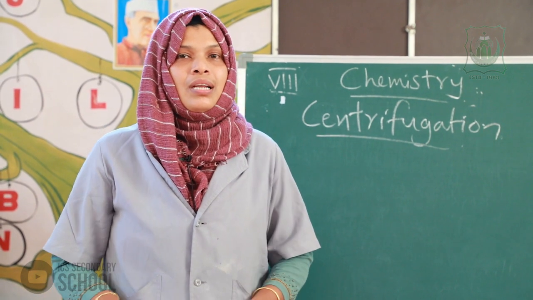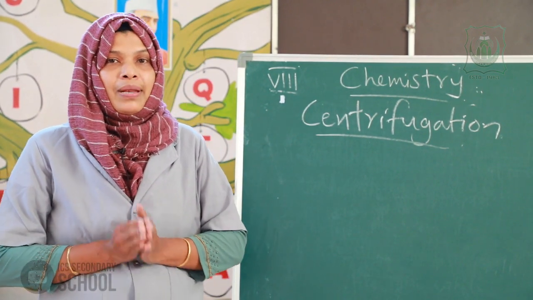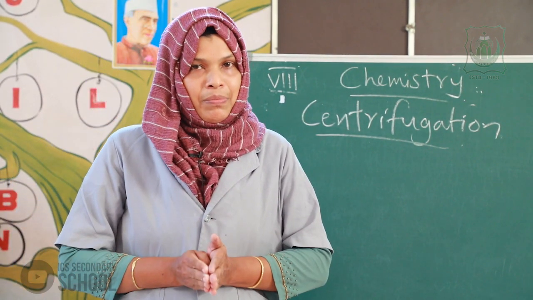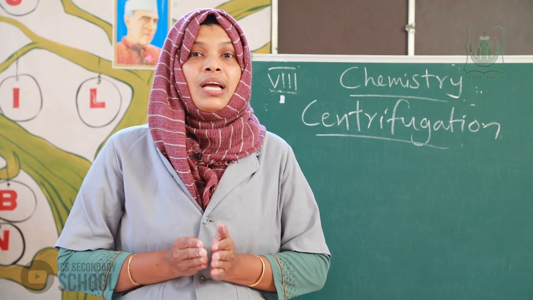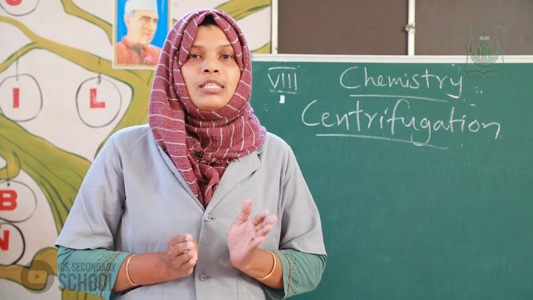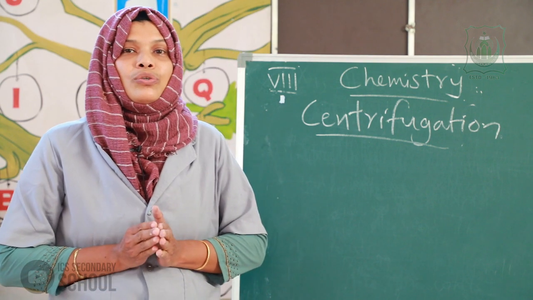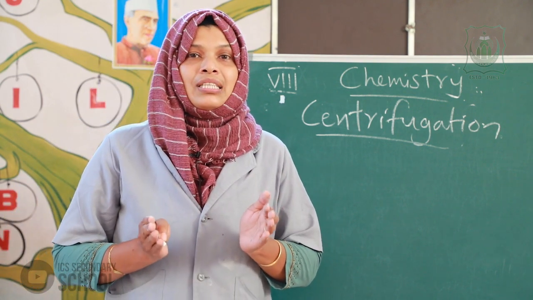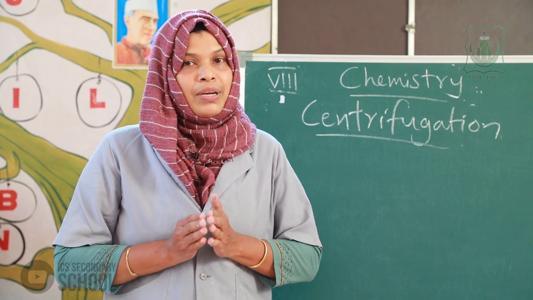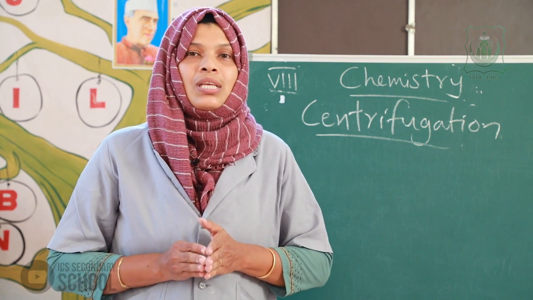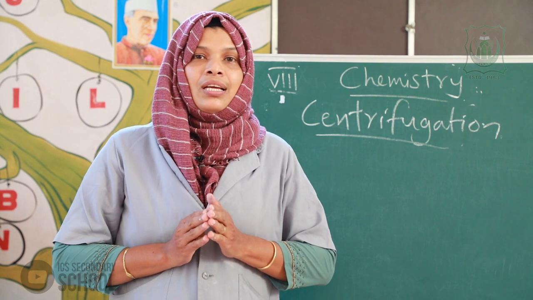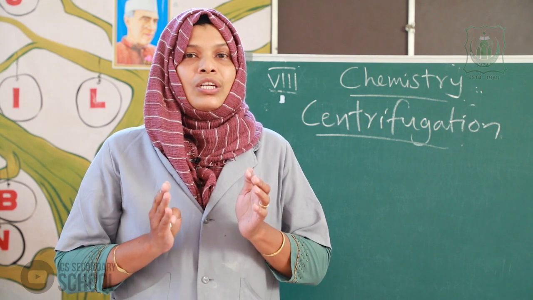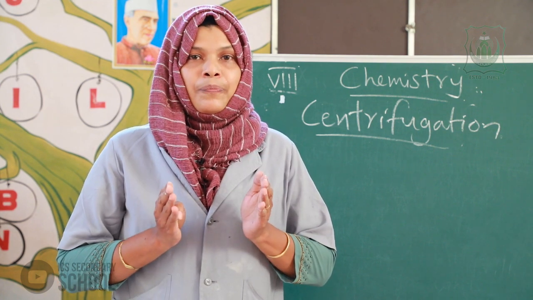This is the method used for separating components from a mixture on the basis of their mass difference. This method is used to separate blood cells from a blood sample, to get quick precipitate in laboratory experiments, etc. First, you take a liquid mixture in a test tube.